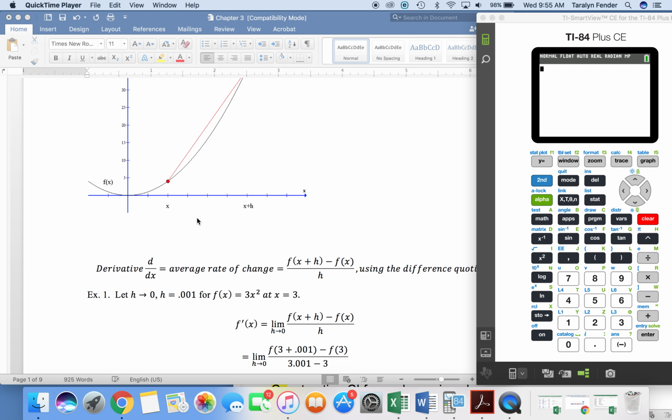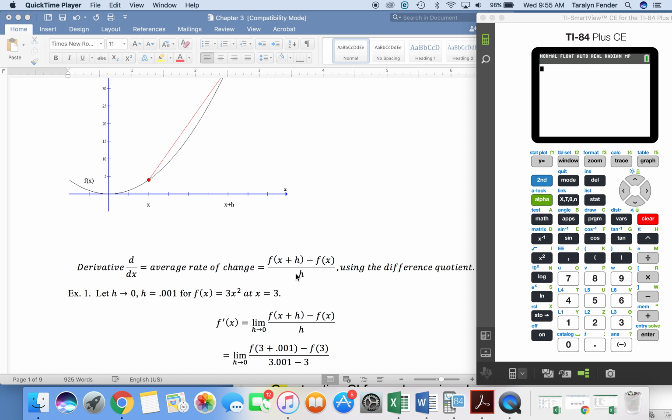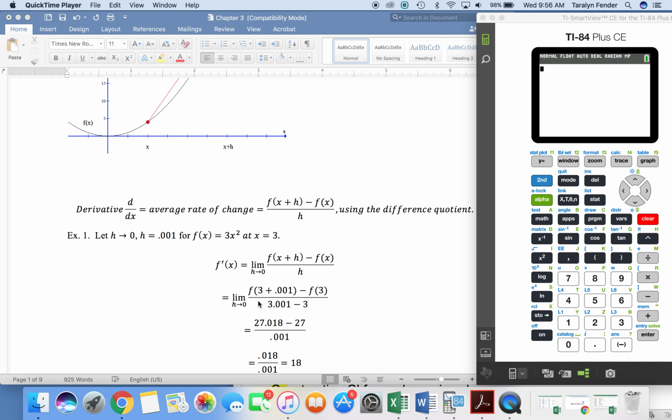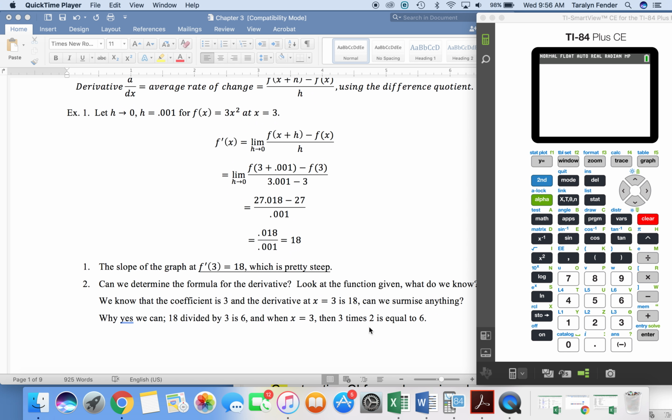And here is the average rate of change formula using the difference quotient, where h is going to be 0.001 and x is 3. And we plug this in and we find out that our derivative is 18 at 3, which is pretty steep. Can we determine the formula for a derivative?